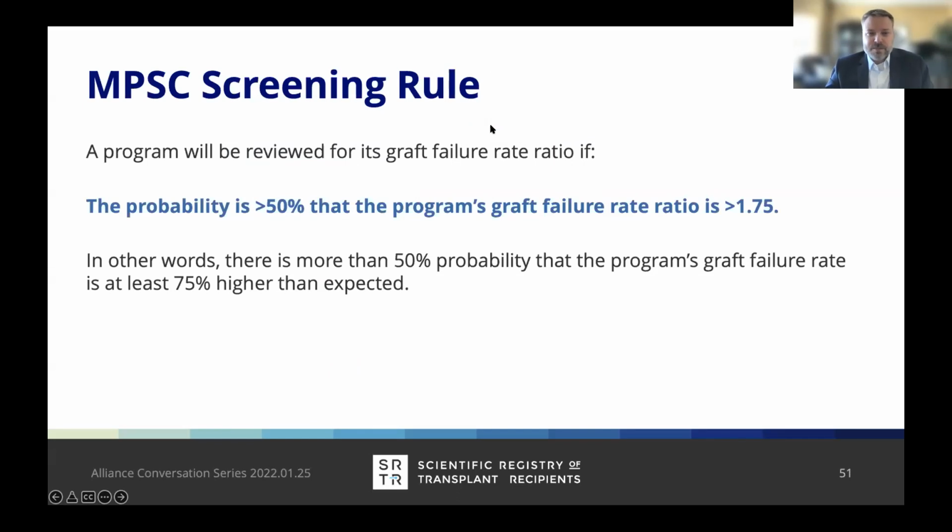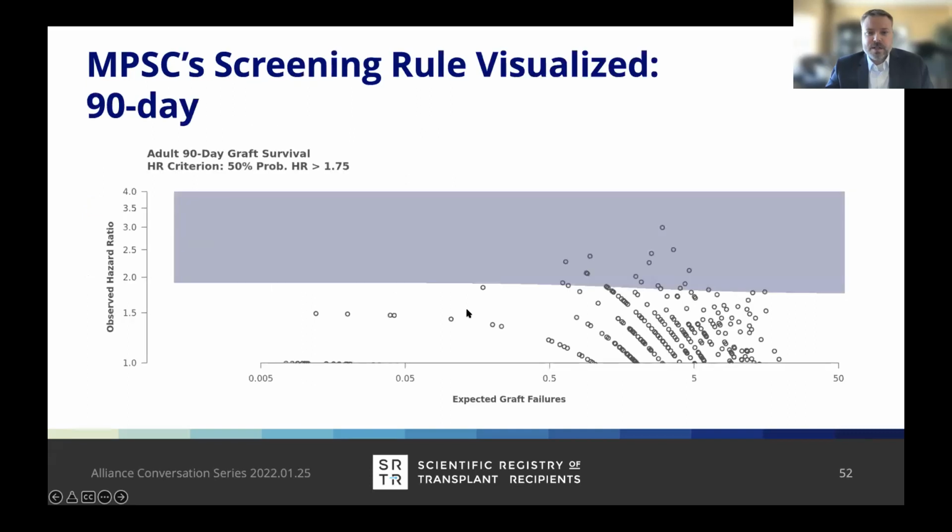Again, the MPSC developed a screening rule here. This looks exactly the same as what we saw earlier for the waitlist mortality. That is the purple shaded region. They are going to look at programs with evidence, at least 50% probability, that their failure rate is at least 75% higher than expected. So the outlier programs in the purple zone there are the ones that would fall under MPSC review to see if their outcomes could be improved.